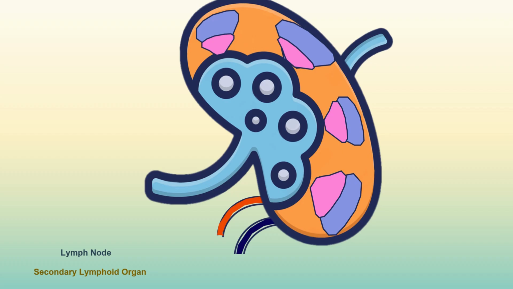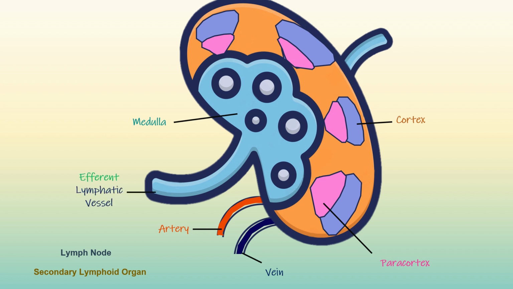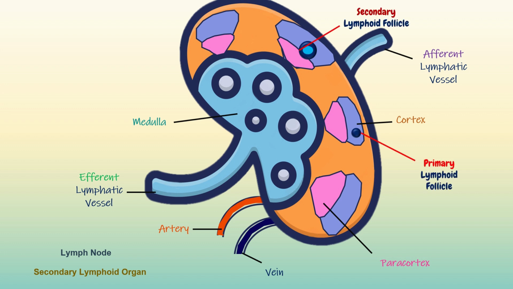to another. Let me explain the circulation of lymphatic fluid and blood through the lymph node first. This is an artery. This is vein. It's the paracortex region. After the paracortex, there is cortex. Then this is the medulla. This is efferent lymphatic vessel. This is the afferent lymphatic vessel. This is primary lymphoid follicle. This is secondary lymphoid follicle. This is the germinal center.